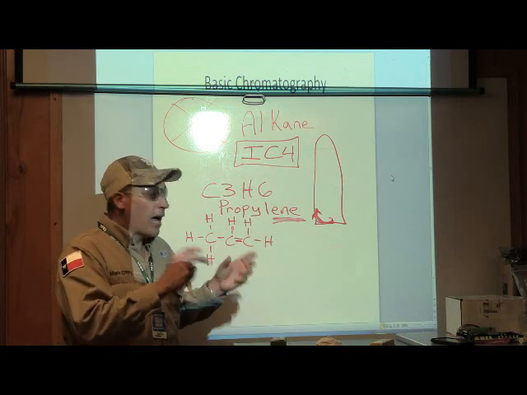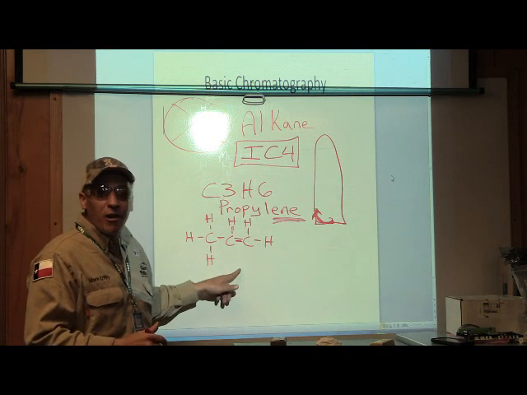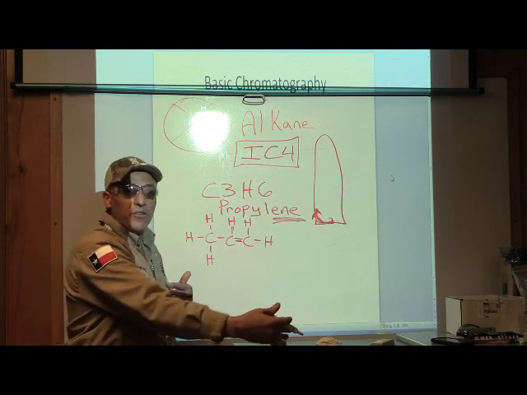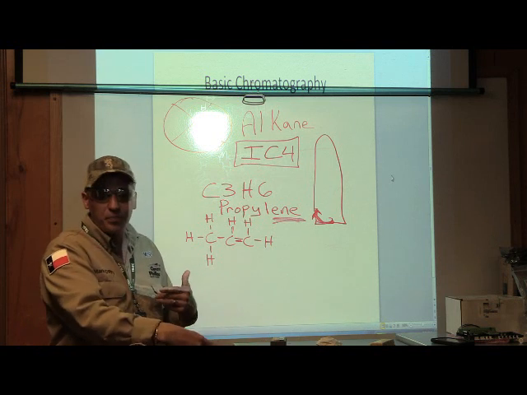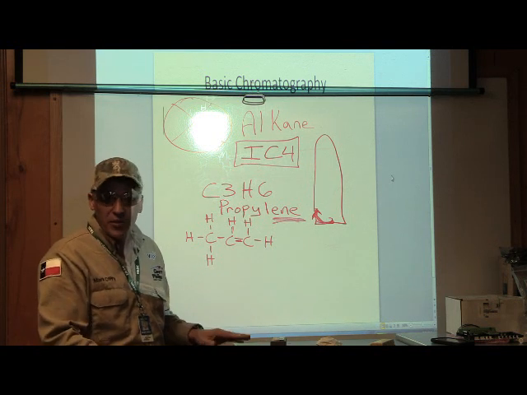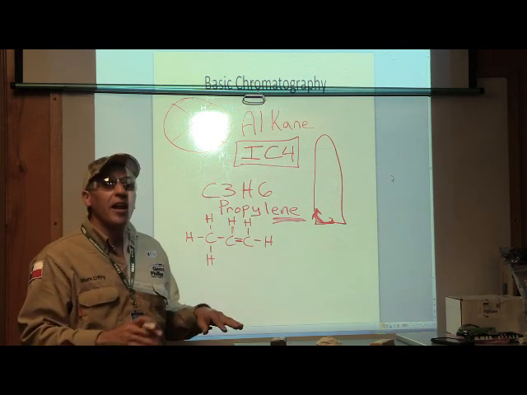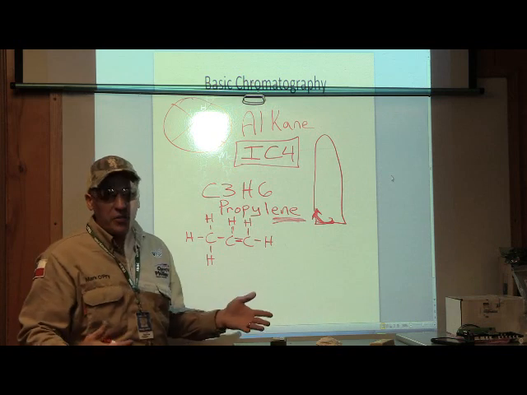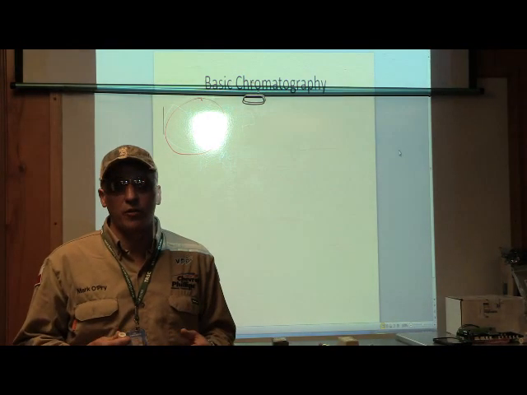The HR, highly reactive, is because of the double bond. That's what makes them highly reactive. The other ones are just VOCs: methane, ethane, propane, butane, isobutane, normal butane. They're just VOCs. They're not HRVOCs. So let's start talking about our basic chromatography.